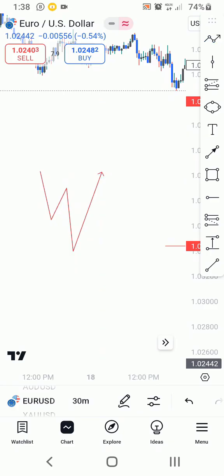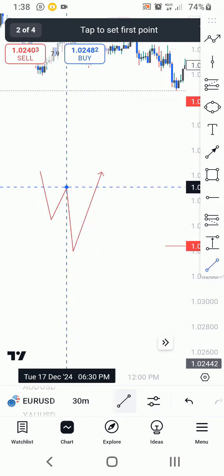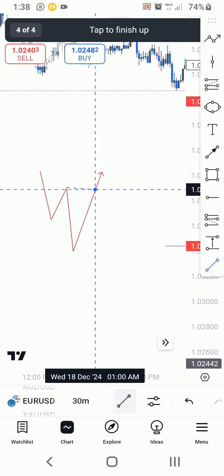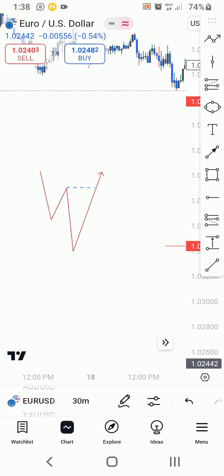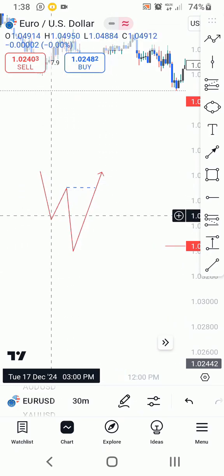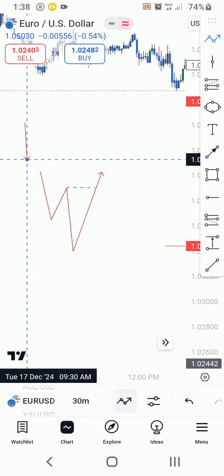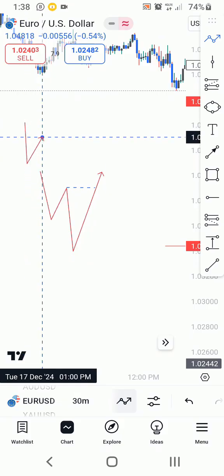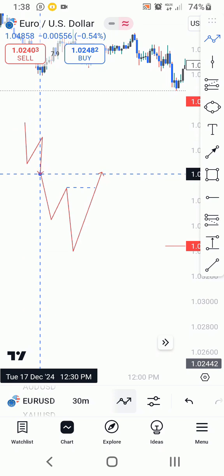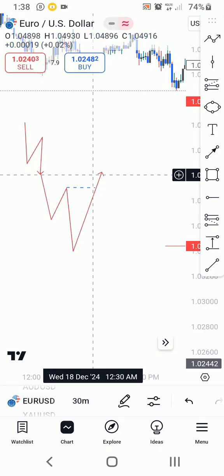So let me first stop from here. If a market does like this, it has shifted from here. If a market does like this, it is a market shift already. You can see the market was trending below. The market was trending below, and the market did for us a shift here.